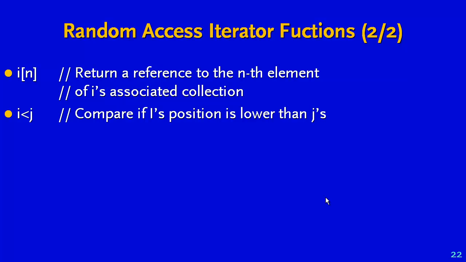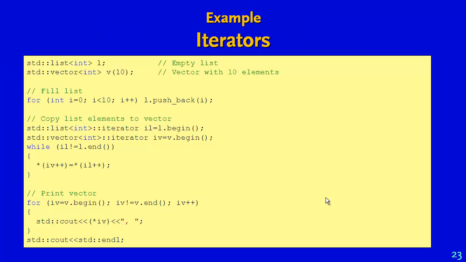The iterator I returns a reference to the nth element of the associated collection. So this is a way to actually access the elements of a collection. With random access iterators, you can actually compare if I's position is less than J's position. So you can actually compare the iterators.